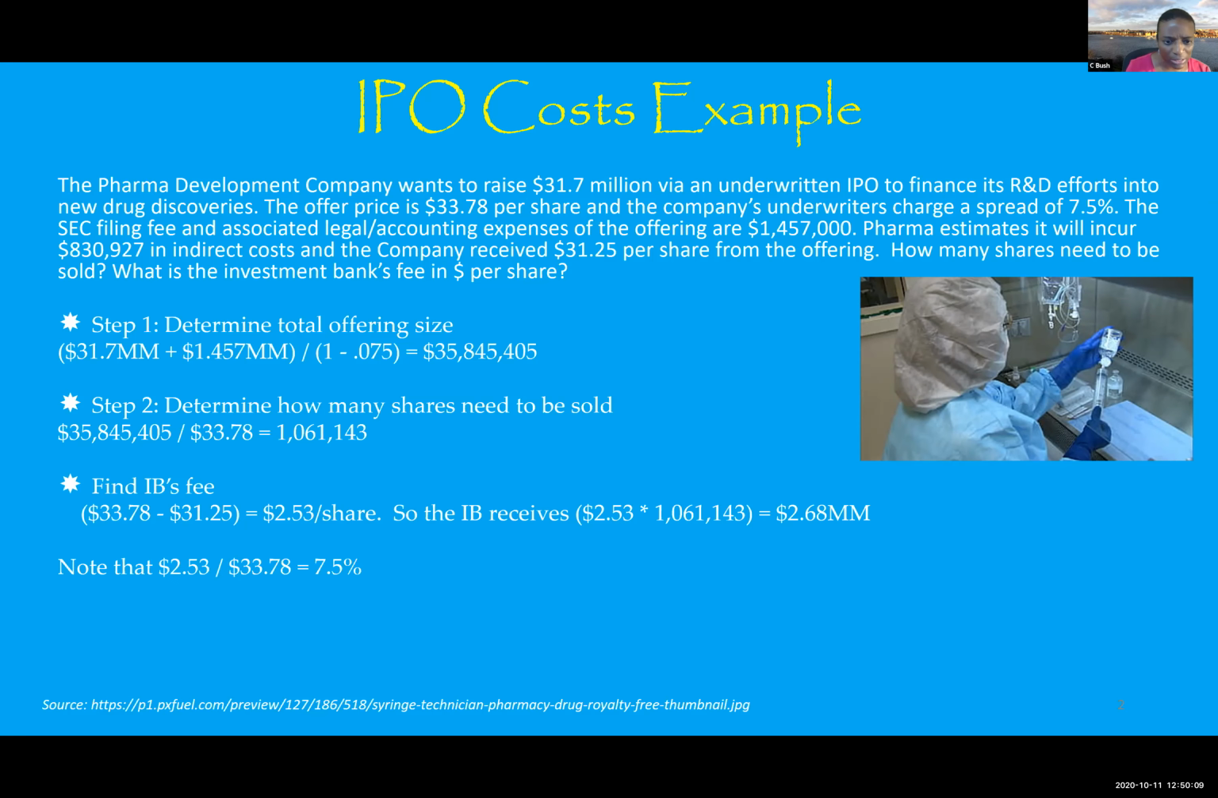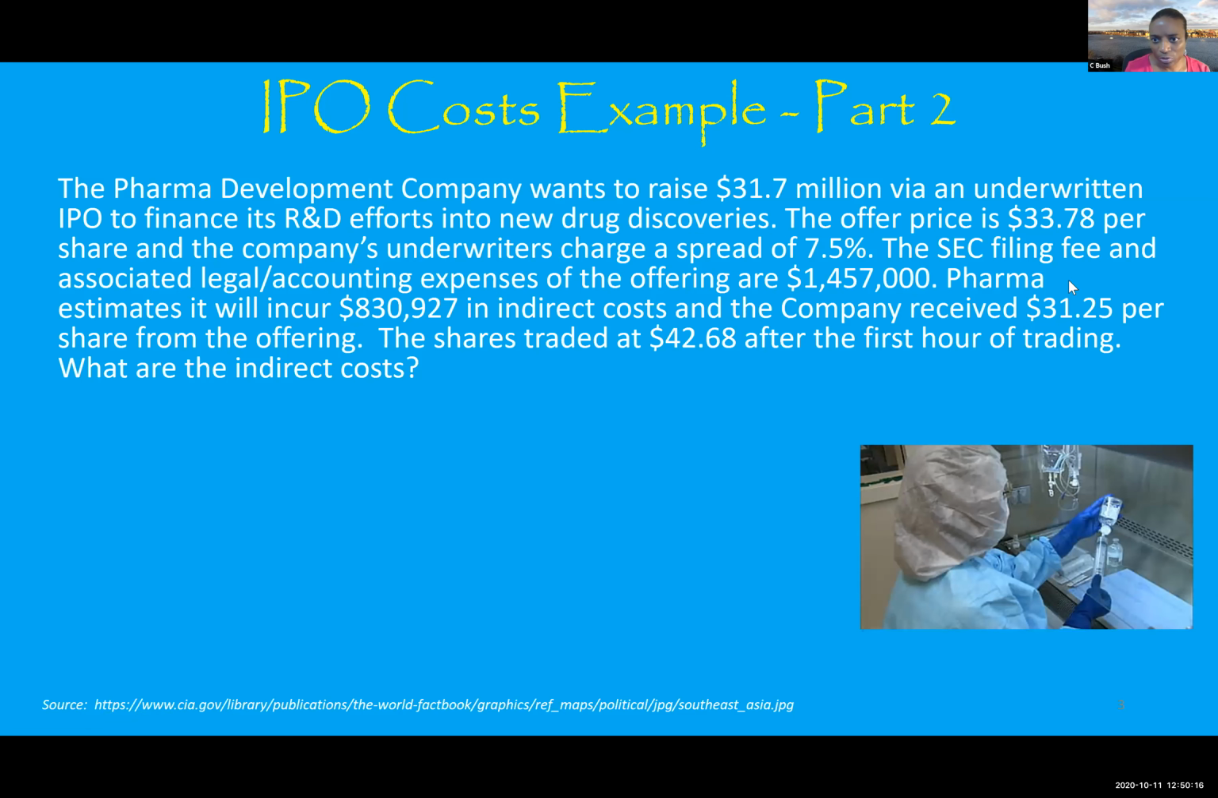I think this other example is on this page. I do go through indirect costs, this is one that lots of times trips people up. So let's talk about this for a second. It's the same example, except I added this sentence here. The shares traded at $42.68 after the first hour of trading. What are the indirect costs?